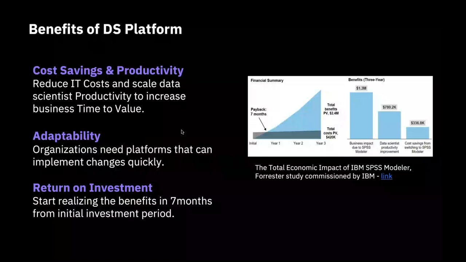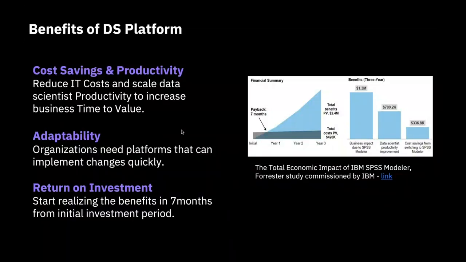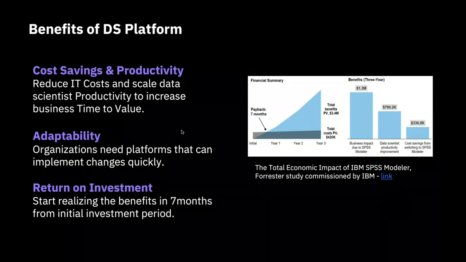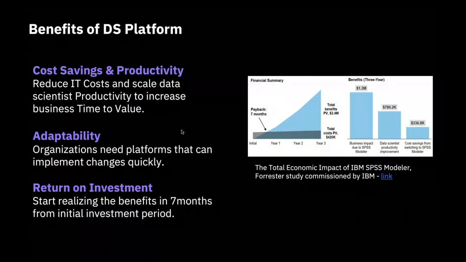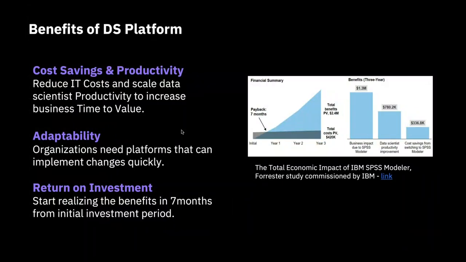Now, what are the benefits of this platform? So for our customers, cost savings are important at any time, but especially in an economy where companies are trying to cut down on costs related to resources or infrastructure. So organizations need platforms that adapt to changing requirements quickly and have easy implementation. Watson Studio is easy to learn and supports automation. It offers great return on investment, and you can start realizing the benefits within 7 months. This screenshot here that you see is from a white paper which is published by Forrester. The detailed study is publicly available, and the link is also provided for your reference.